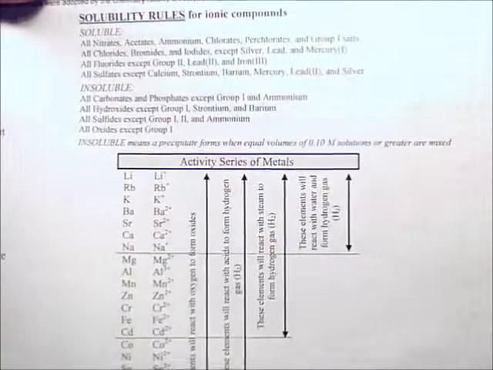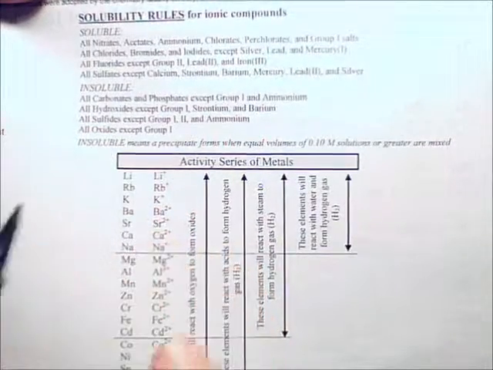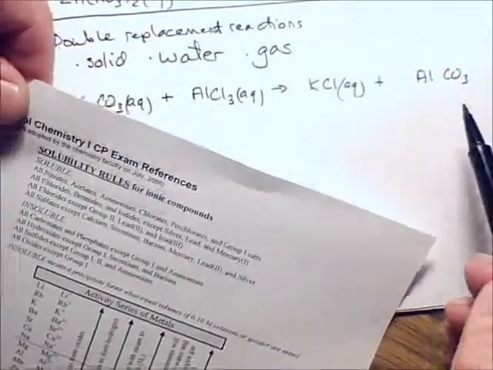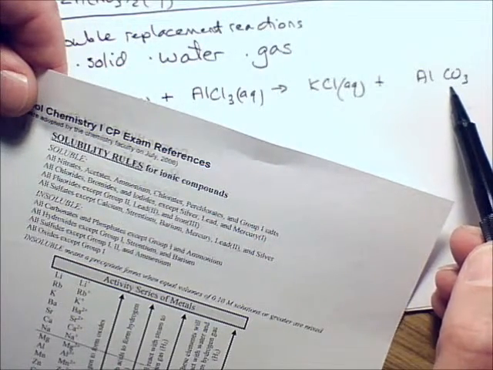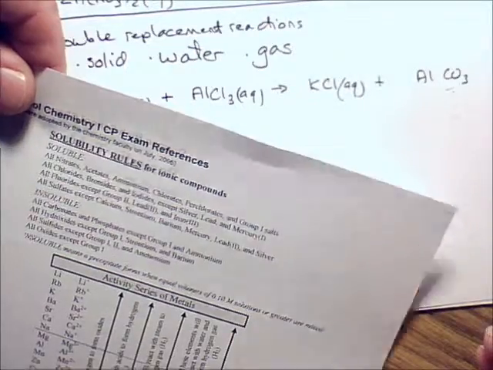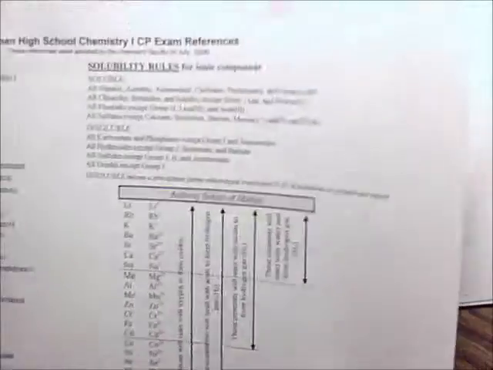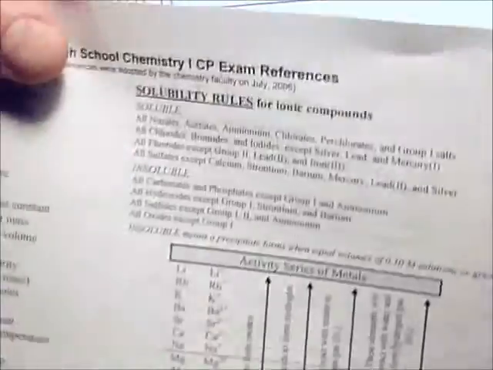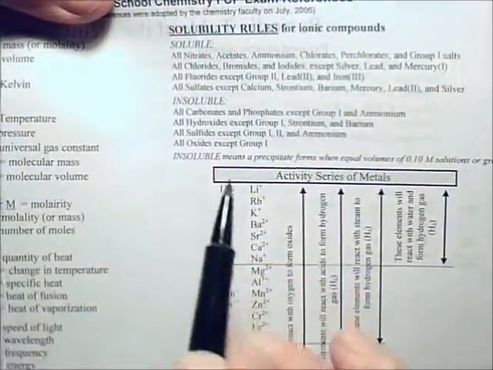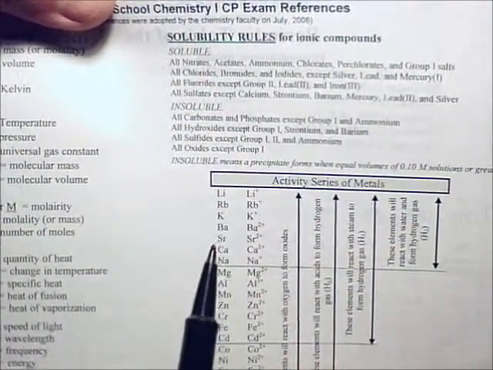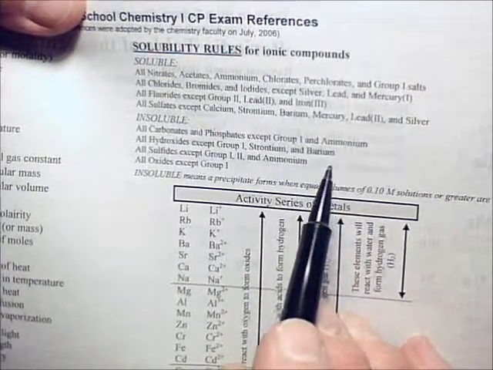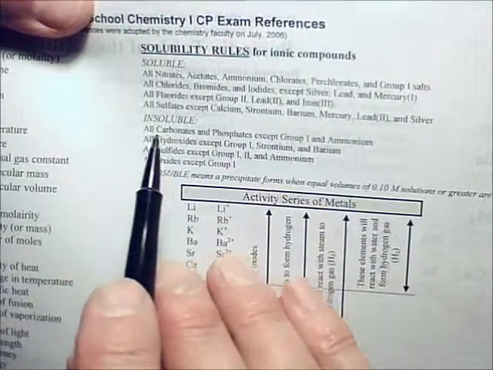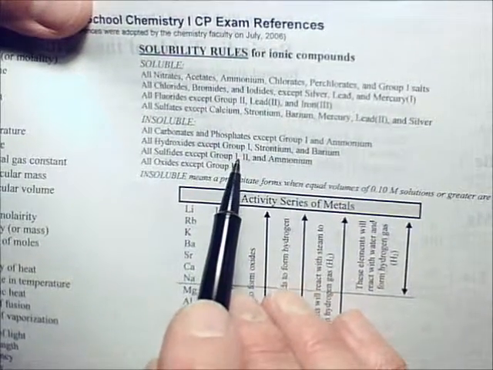You mean the first rule, insoluble, or the last one? You say oxides? Well, this is not an oxide. This is a carbonate. Read the whole rule: all carbonates and phosphates are insoluble except group 1 and ammonium. So it's got to be insoluble unless it's joined with a group 1 or ammonium.